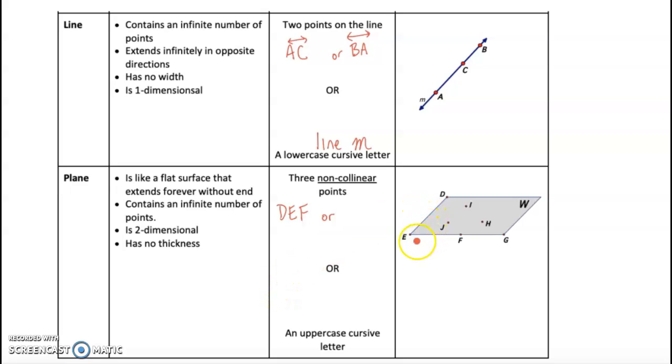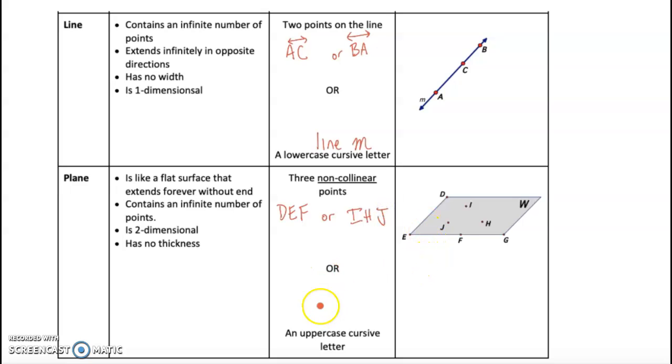You could not name this plane EFG because look, there's another plane down here that contains E, F, and G. You have to use 3 points that are not in a straight line. So another option for naming this plane maybe would be, I don't know, IHJ.